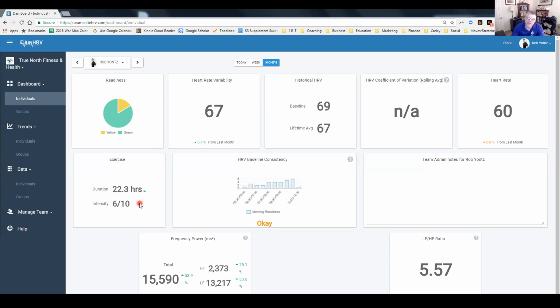I get a 6 out of 10 because I record all my walks also, and walks are like a 1 or a 2. So that really lowers things down quite a bit. 22 hours is a little low for me. I would like to see it more. You think about it, if I'm doing something on average an hour a day, every day of the month, I should see 30 hours. And then some runs are a little bit longer. Some days I walk and run, so that's like an hour and a half to 2 hours.